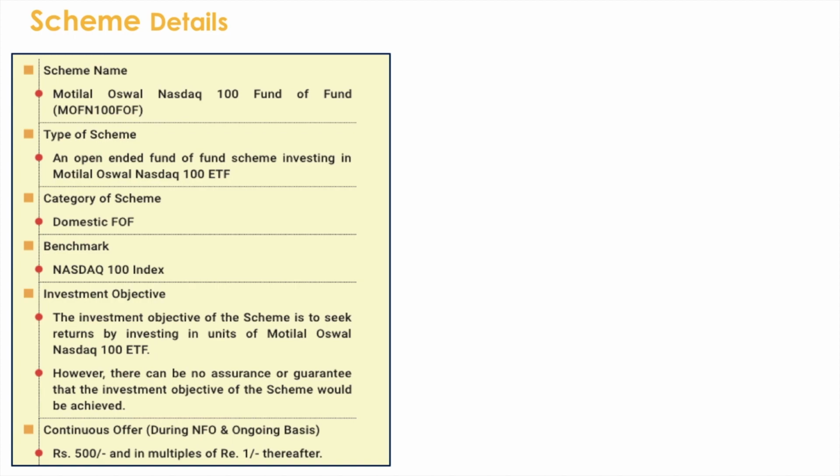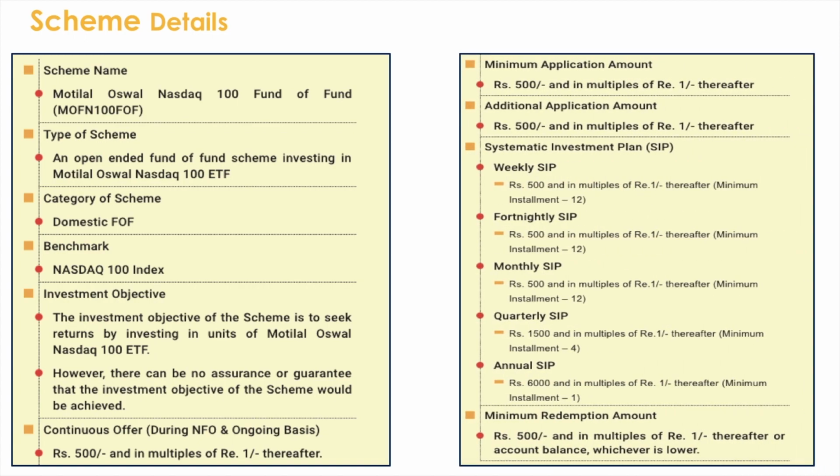The initial amount, as a continuous offer during NFO and on an ongoing basis, is 500 rupees. The minimum application amount is 500. Additional application amount is 500. The SIP amount for weekly is 500. Fortnightly SIP is 500. Monthly SIP is also 500, but quarterly SIP is 1500, and the annual SIP is 6000 rupees. Minimum redemption amount is 500 rupees, and there is no entry and exit load in this scheme.